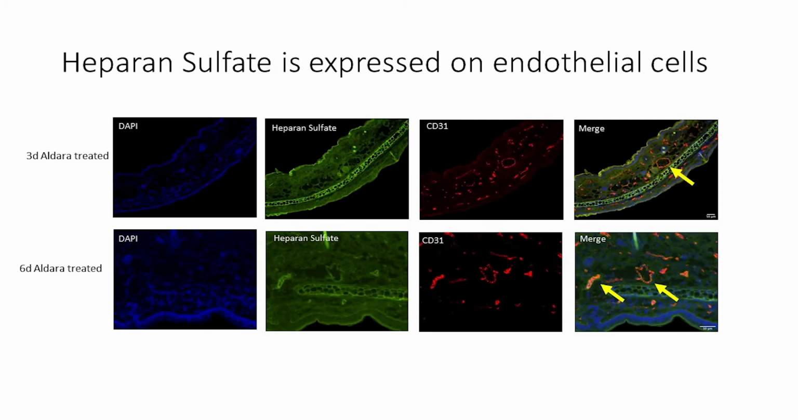I've shown here that heparan sulfate is indeed expressed on endothelial cells in Aldara cream-treated mice. You can see I've stained for heparan sulfate here in green and CD31 in red, and that's a marker for endothelial cells. And you can see some co-localization here of both the CD31 marker and the heparan sulfate, which suggests that there is indeed an endothelial glycocalyx present in Aldara-treated mouse skin.